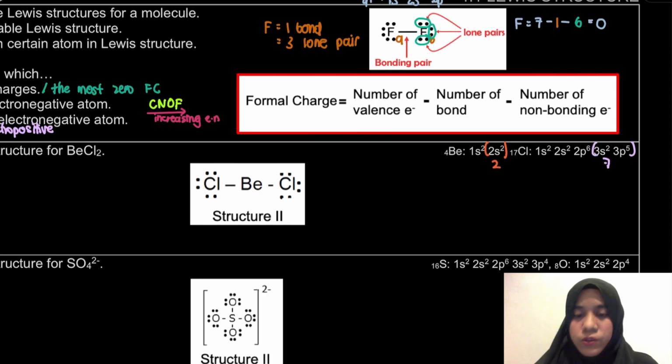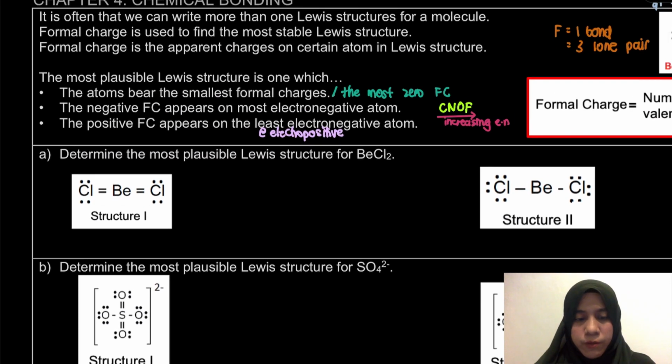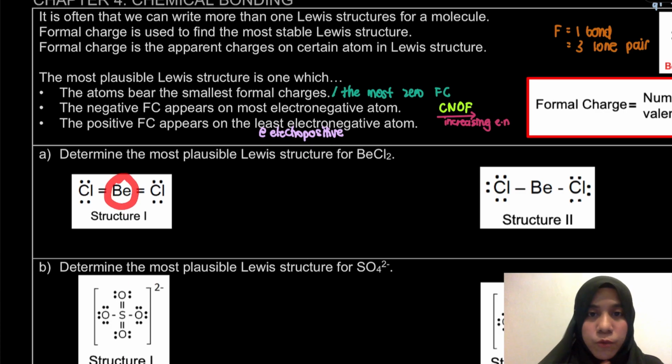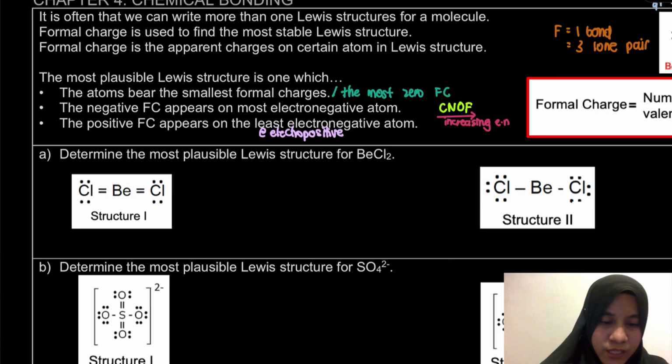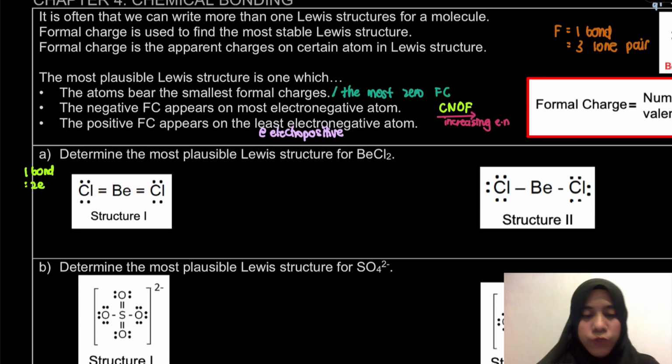Okay, so now let's do the calculation. For our beryllium chloride, we have 2 possible structures. This Lewis structure is when our beryllium already achieves octet. Remember that for one bond, mesti ada 2 electron. So, here our beryllium has 1, 2, 3, 4, 5, 6, 7, 8. Chlorine pun, it's already achieved octet: 1, 2, 3, 4, 5, 6, 7, 8. So, that's the first one.